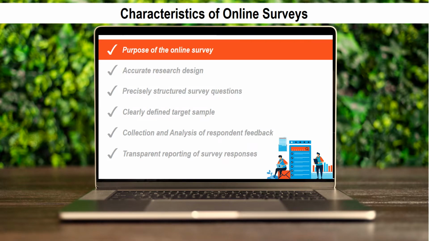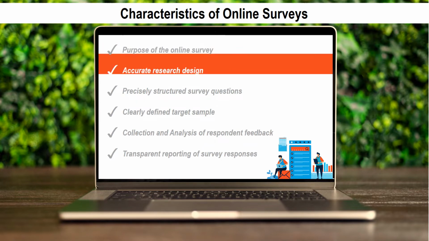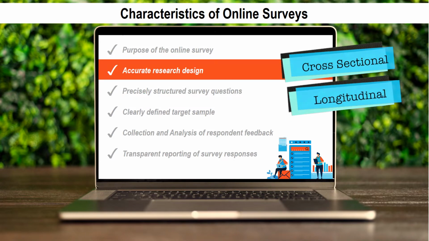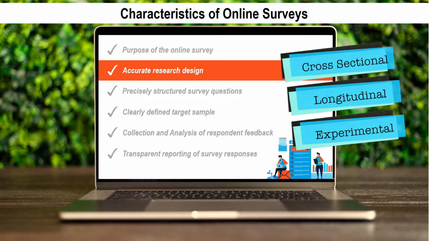Now, various characteristics of online surveys include: what is the purpose of the online survey? Clarity in objective of conducting an online survey is essential so that the results can be used to enhance products and services, customer service or any other pre-decided objective. Accurate research design is required. There are three ways in which research design can be made. One is cross-sectional, longitudinal, experimental, or lastly correlational.